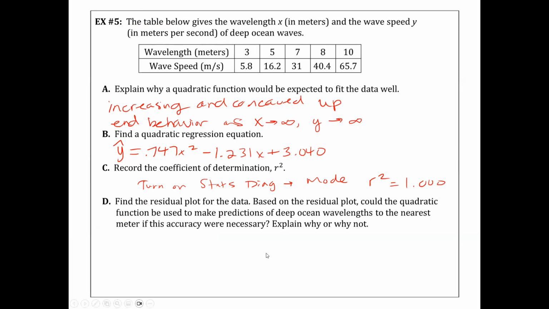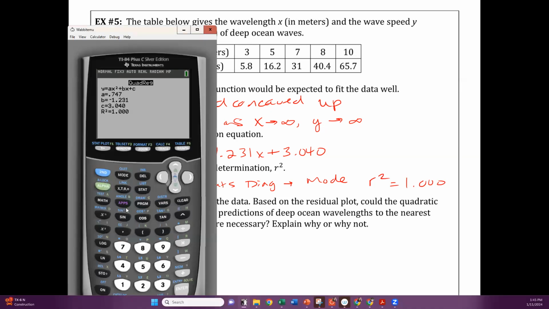Now we're going to turn on the residual plot and analyze it. To turn on our residual plot, we're going to go to second stat plot. We're going to turn on plot 2, and we want the residual. So I'm going to enter, go down to Y list, second stat, and I'm going to turn on the residual.